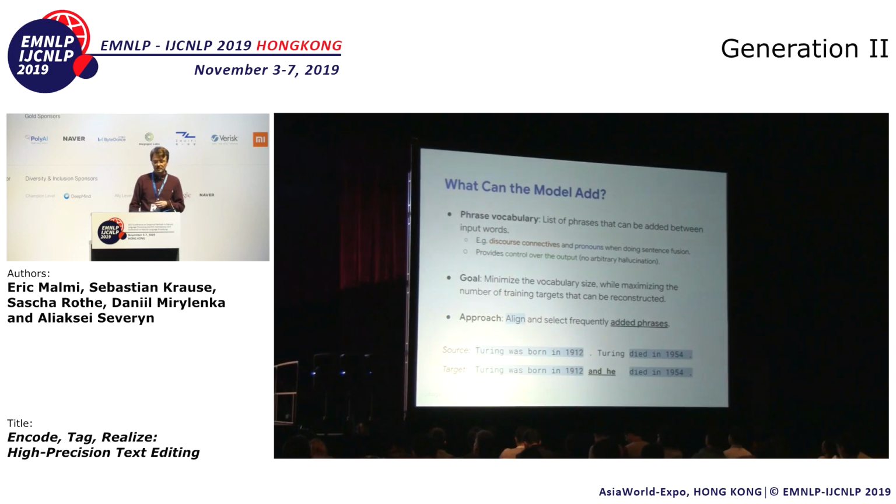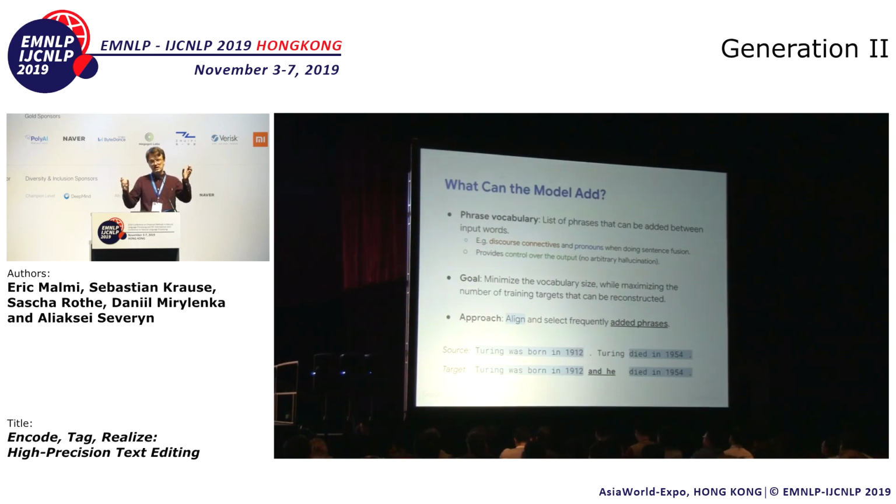So how do we learn or optimize this phrase vocabulary? We define an optimization task where the goal is to minimize the size of the vocabulary while maximizing the number of training examples that can be reconstructed with the given phrases. This turns out to be an NP-hard task, but a simple greedy method works quite well.